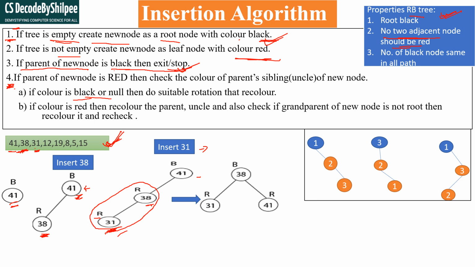Right? So here it says that the parent of the new node is red. The parent of the new node 31 is 38, and their color is also red. So this is violating. Then check the color of the parent's sibling. 31's parent is what? 38. And their sibling is what? The sibling is nothing but the other child of the same parent. So they are checking 38's sibling. They are not asking about 31's sibling. They are asking about the parent's sibling.